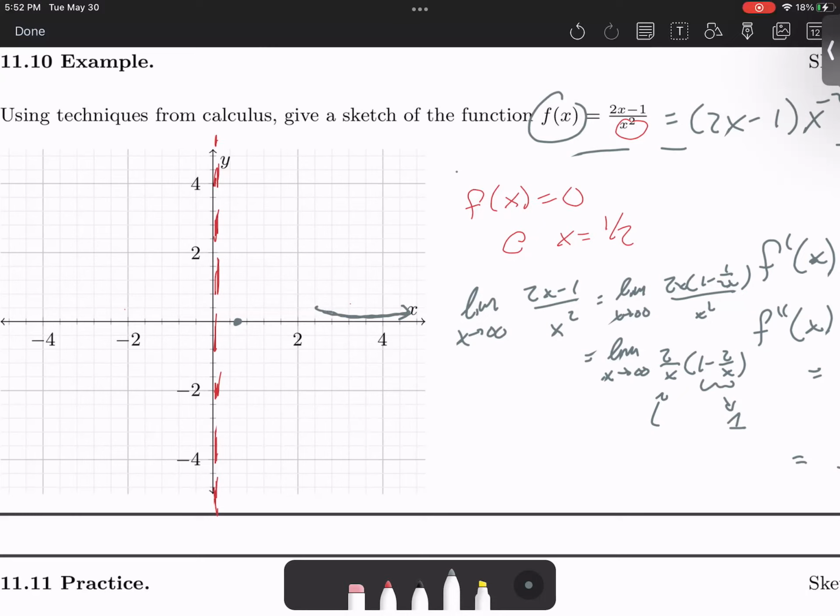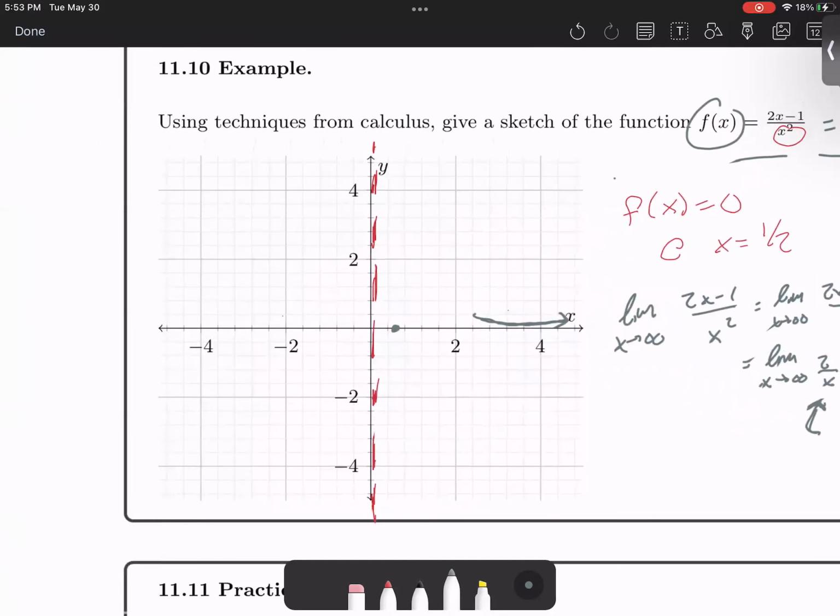And what happens to 2 divided by x for negative x values? It also gets smaller and smaller, just negatively. Right, so we're going to approach our x-axis from below over there.